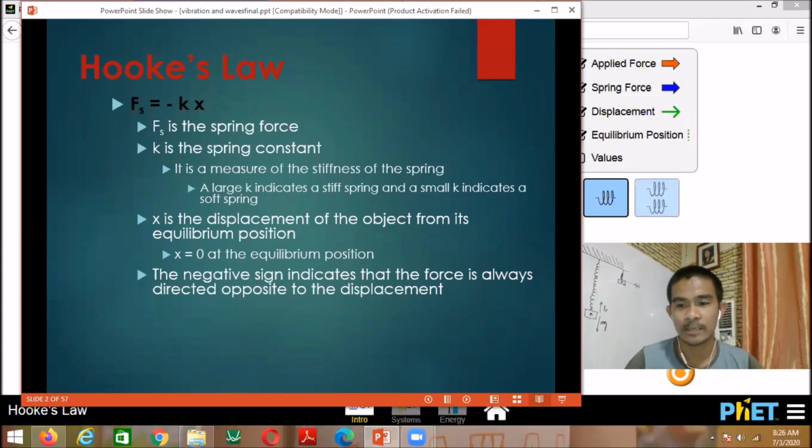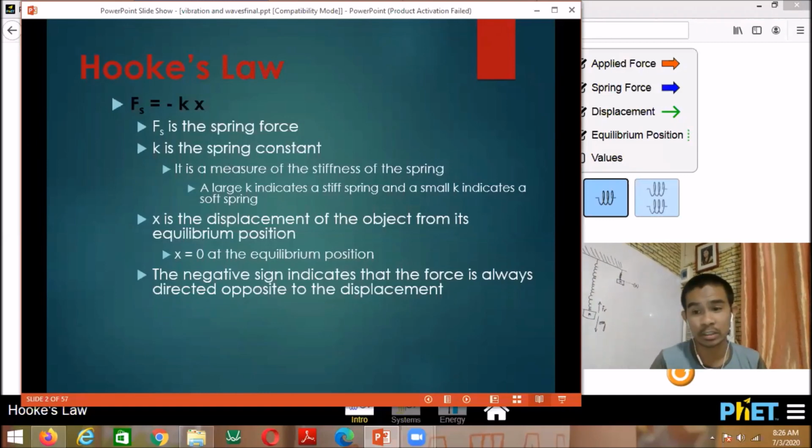Let's use the standard unit of force, which is Newton. So again, K is the spring constant. What is this spring constant? Spring constant measures the stiffness of the spring. Stiffness means how hard or how easy it is to compress or stretch the spring.